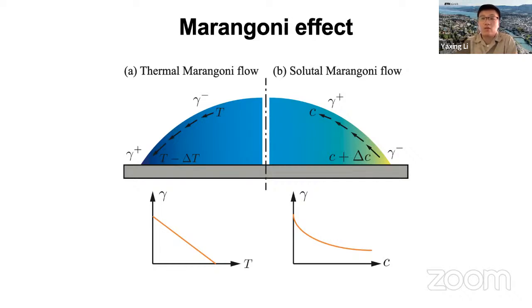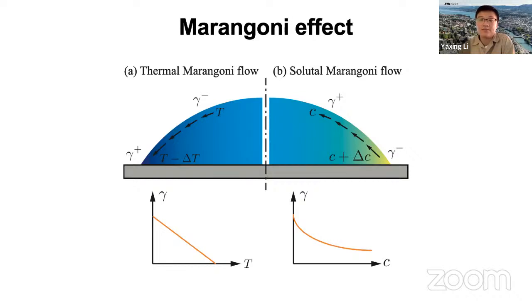All this gradient will generate a surface tension gradient, and the surface tension gradient will lead to the Marangoni flow on the surface. And this Marangoni flow on the surface will also lead to convection, and many times very complicated convection inside the droplets. So with these two basic concepts, I think you can pretty well understand what I'm going to talk about in this talk today.